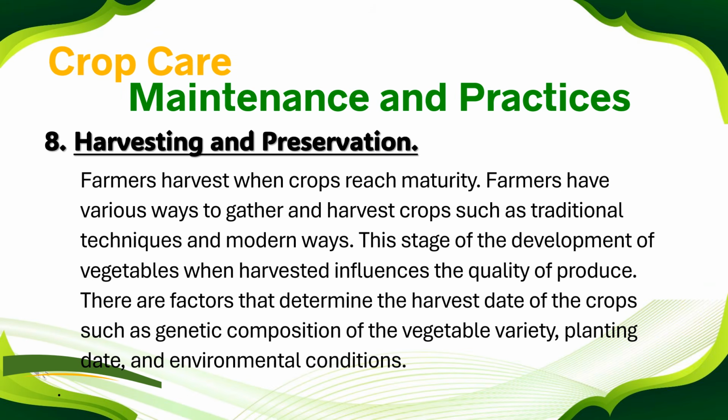Harvesting and preservation. Farmers harvest when crops reach maturity. Farmers have various ways to gather and harvest crops, such as traditional techniques and modern ways. The stage of development of vegetables when harvested influences the quality of produce. There are factors that determine the harvest date of the crops, such as genetic composition of the vegetable variety, planting date, and environmental conditions.